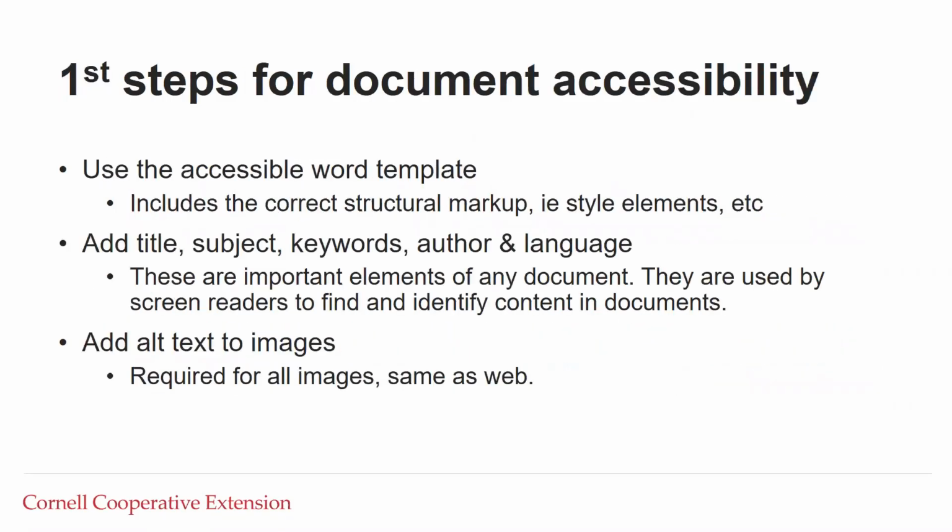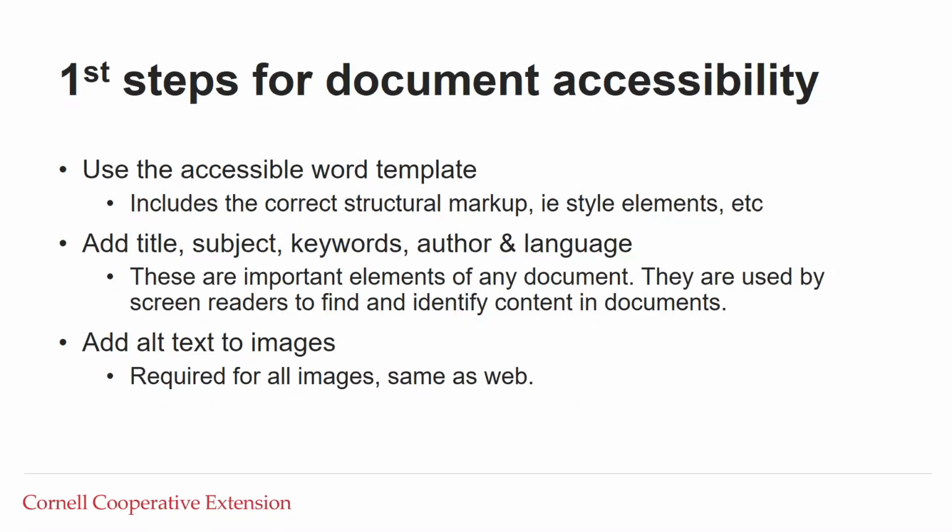When we talk about document accessibility, use the accessible Word template. It includes the correct structural markup and style elements. Add title, subject, keywords, author, and language. They're important in any document. They're used by screen readers to find and identify the content in the document. And add alt text to images.